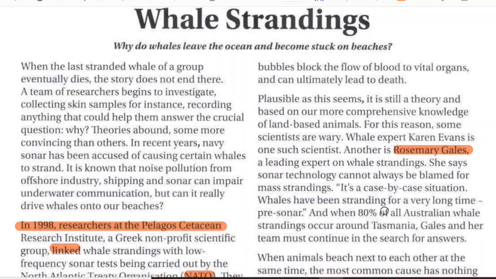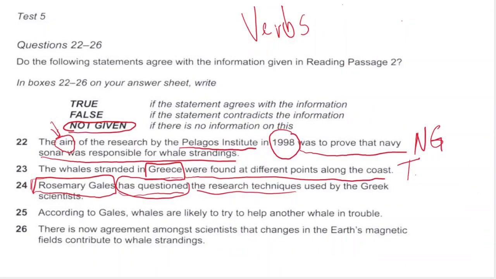So here we don't have anything that talks about the Greek scientists whose techniques Rosemary Gales is questioning. There is nothing talking about those. The only thing that this scientist is talking about in this part of the passage is that whale strandings cannot be blamed on sonar because strandings happened before, even before sonar technology. So we are not going to read any more. The answer here is very clear. It's not given. So the answer for number 24 is not given.